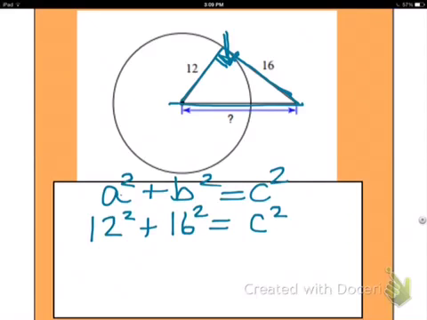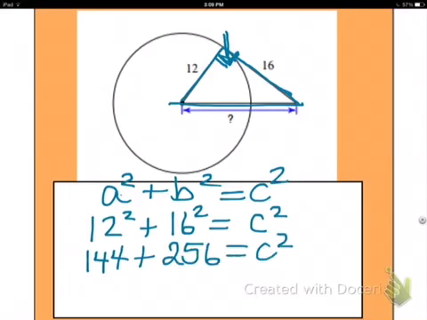Well, 12 squared is 12 times 12, which is 144. 16 squared is 256, and that equals c squared. So now I'm going to do what this says to do. It says to add 144 and 256. So that gives me 400 equals c squared.